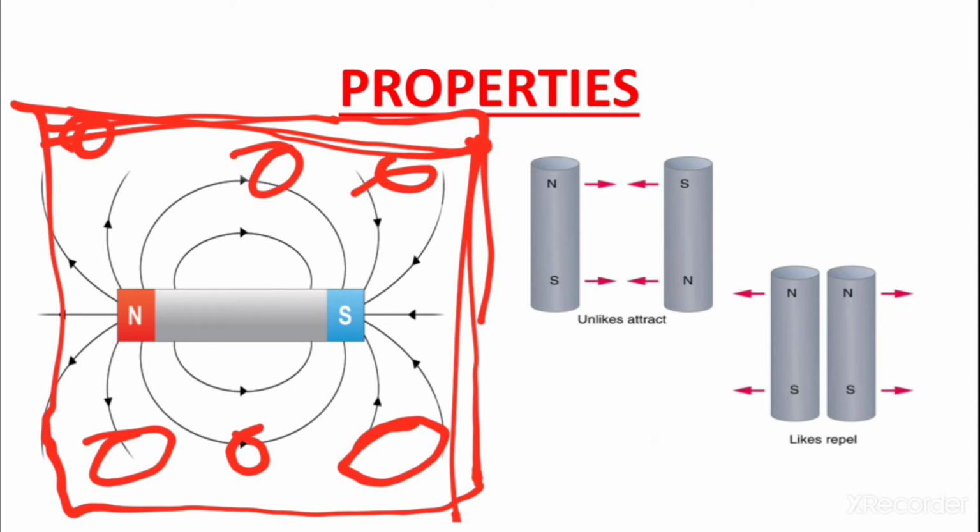The second property is that unlike poles attract each other. Unlike means opposite poles attract each other. That is, when the north pole of a magnet is placed beside the south pole of another magnet, they attract each other because they are unlike, opposite poles. And when like poles are placed near each other, they repel each other. That is, when the north pole of a magnet is placed beside the north pole of another magnet, they repel each other.